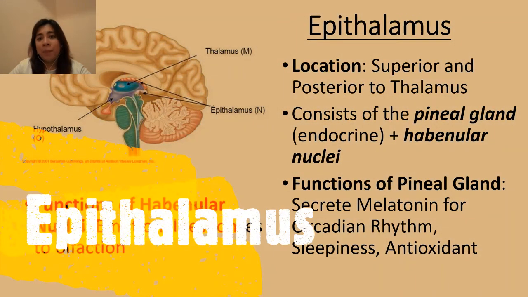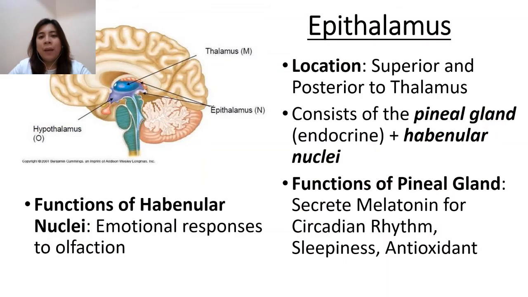Now let's proceed to your epithalamus. Your epithalamus is located superior and posterior to your thalamus. So it's this structure here above and then this structure here behind your thalamus. It consists of the pineal gland and your habenular nuclei.